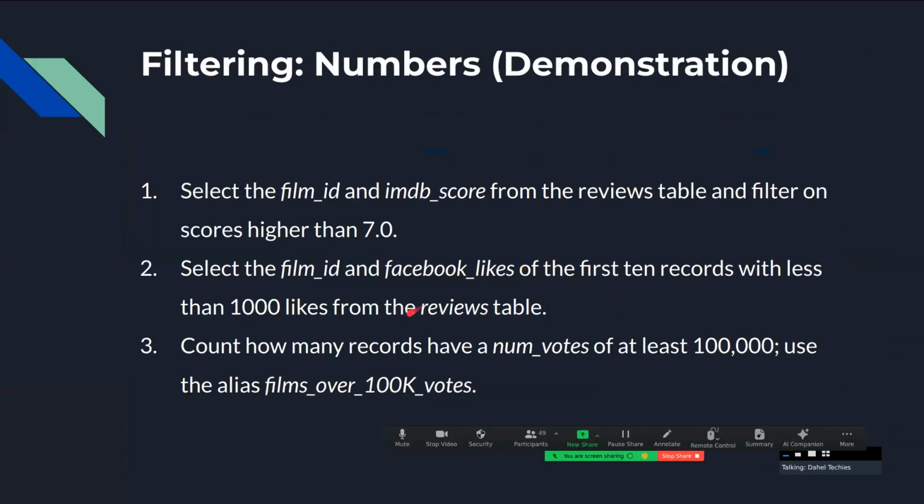Okay, so this one still works with the reviews table. They want us to select the film ID and Facebook likes of the first 10 records with less than 1,000 likes from the reviews table. I'm going to assume that this table contains information about the film and the number of likes it got on Facebook, whether people actually loved the movie or didn't like it. So the higher the likes, the better the movie. In this case, they want us to just get all those movies that got less than 1,000 likes. So let's work on this.